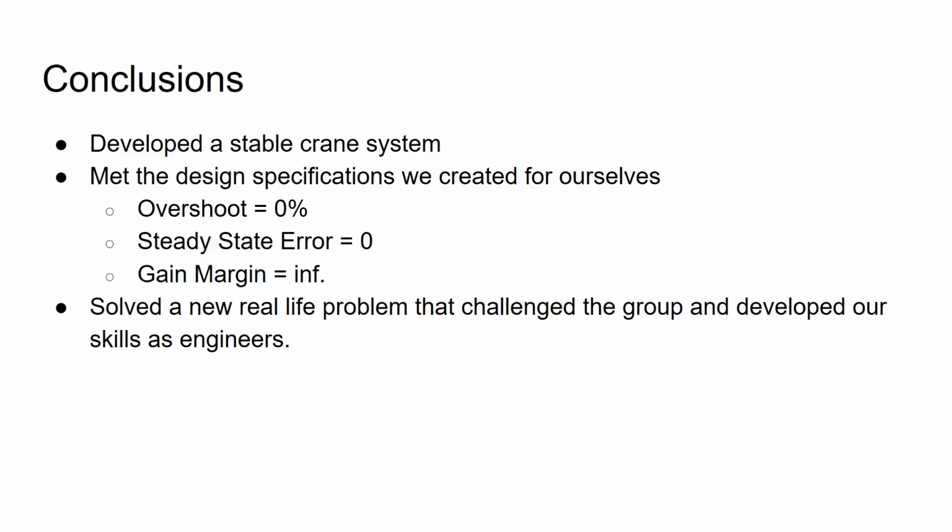Overall, this was a very challenging problem. It was nice to relate everything we have learned to a real-world problem. Our open loop system is unstable, but by adding the final controller we decided on, we were able to make a stable closed loop system that fits all of our design specifications. These were 0% overshoot, a 0 steady state error, and an infinite gain margin. All of this information provided shows that we were able to design a stable system.